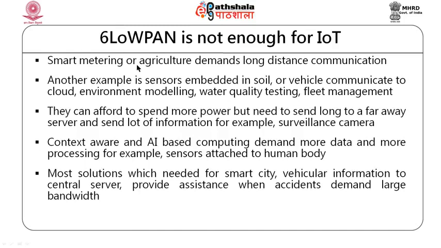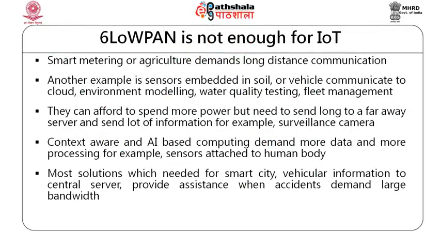6LoWPAN is not enough for some IoT cases. For example, a smart meter needs to talk to a device which is further away, maybe 100 meters, not even 100 meters, sometimes it is even more, 500 meters or so. Because there is a housing society which is 500 meters, 1 kilometer in range. The electricity person is standing outside the society and should take all readings. So, this meter should talk to that one directly. So, we need a longer range. Even 100 meters will not work.